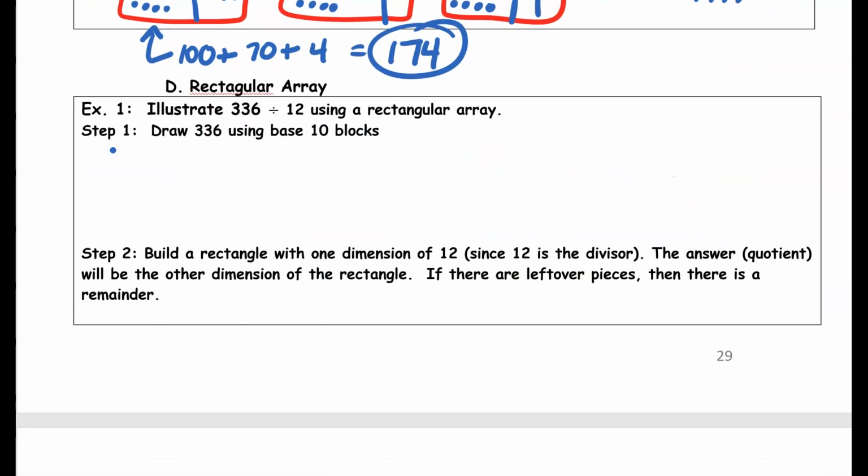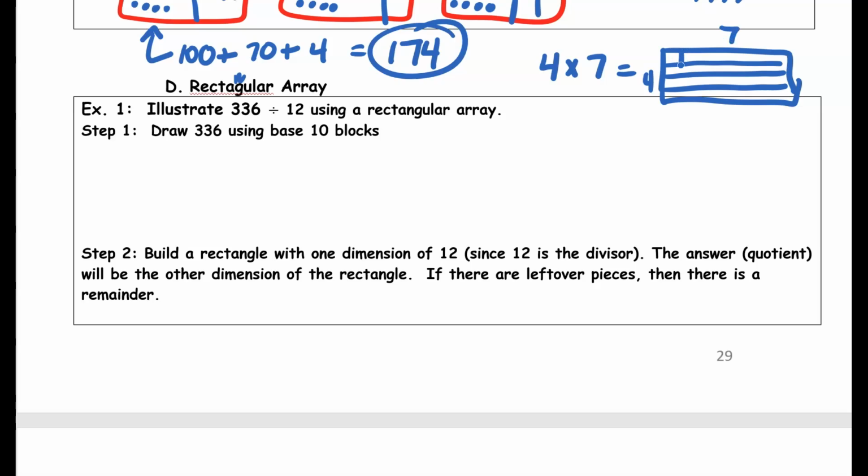So this next part, the rectangular way, oh, I didn't spell that right, did I? That should be an N there. This part relates to multiplication. If you remember with multiplication, we did an example like 4 times 7, and we drew a rectangle that was 4 by 7. And if you count the blocks in between, there's 28 total cubes inside of that rectangle. So we're going to go backwards with division.